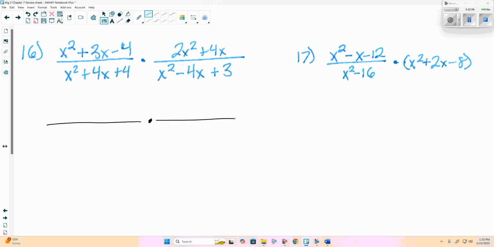All right, guys, focus. Let's look at number 16, x squared plus 3x minus 4 over x squared plus 4x plus 4, times 2x squared plus 4x over x squared minus 4x plus 3. Which one of these do we want to factor first? Bottom right. X squared minus 4x plus 3. Let me start there.